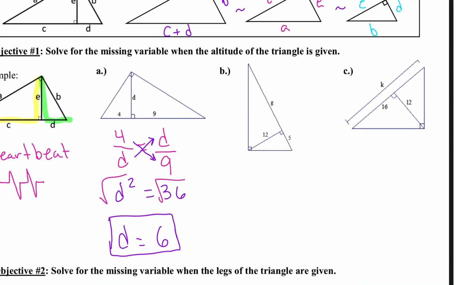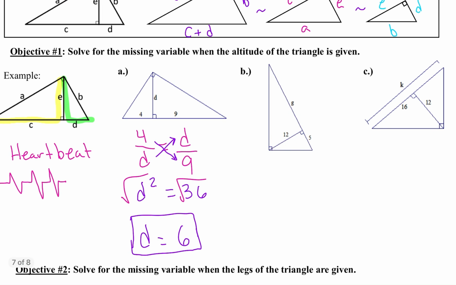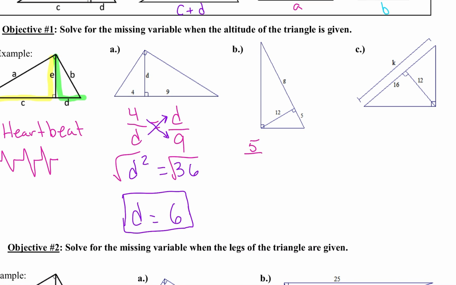All right, so with B, again, you can see the same thing. They gave us something inside, so we're going to need to do the heartbeat method. So you do need to look at it a little bit more sideways, right? This triangle's not sitting flat on the ground. So it's going to be this over this, this over this. So you can see the heartbeat is just sideways now. So it's going to be 5 over 12, then 12 over G. So let's set that up. So we got 5 over 12 is equal to 12 over G.